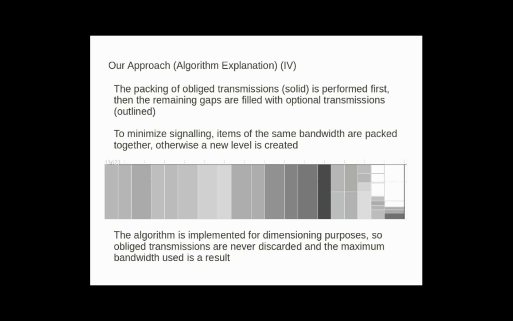Notice that in a real system, the algorithm should discard mandatory transmissions if they need more bandwidth than the one available or configured, while in our implementation, it results in an update of the maximum bandwidth use result, because our objective was the study of algorithm performance, not just an implementation of an algorithm for a system. The figure in the slide shows a resulting packing with our algorithm.